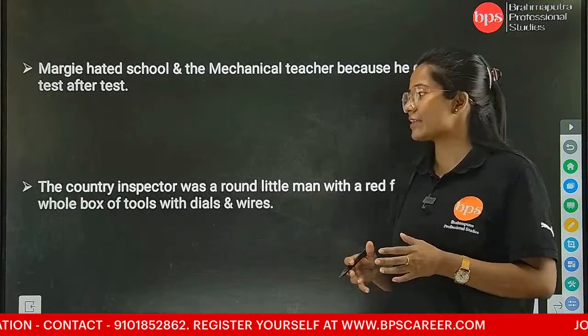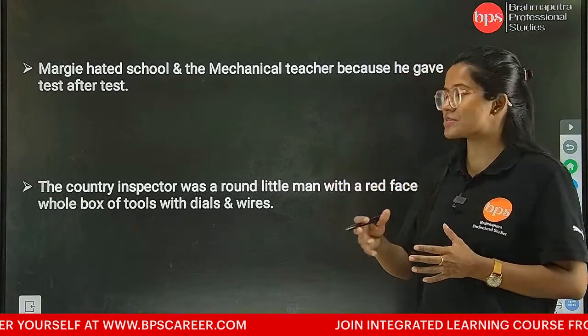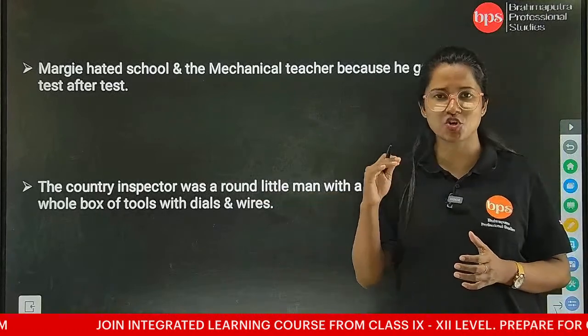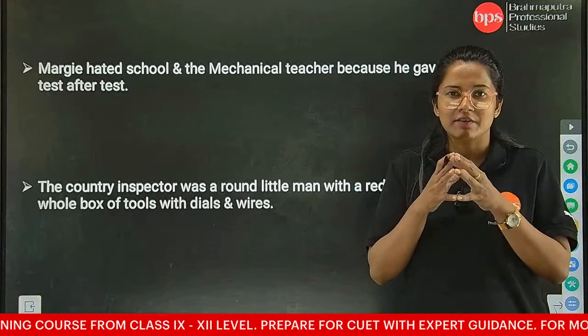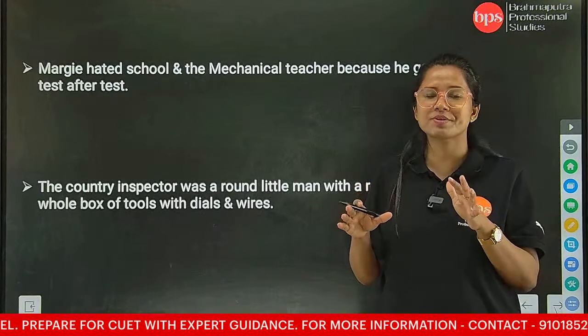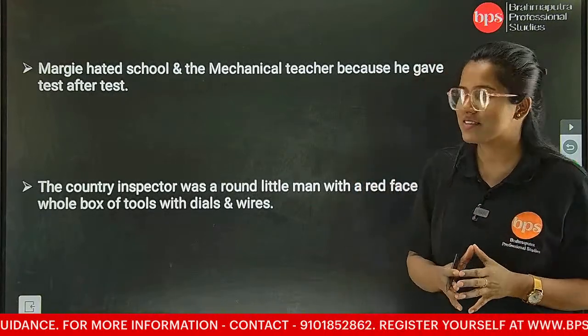Okay. And this person was what kind of a person? How was his appearance? Round little man with a red face, and he was short, we can say that his height was not very long, but he was a short person, and he had a round red face. Okay.